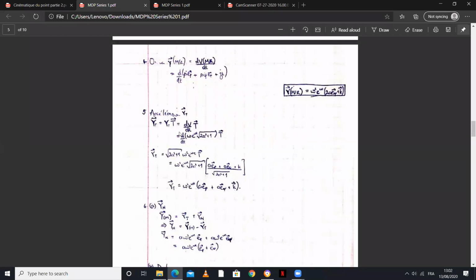For this one, the trick is just differentiating the module de la vitesse. Omega is constant, the square root and its term are constant, so we're just left with exponential omega t. We derive exponential omega t dt, which gives us omega exponential omega t. Then the omegas multiply, so we have omega carré exponential omega t. And that's where this final expression is coming from. Is this one clear?